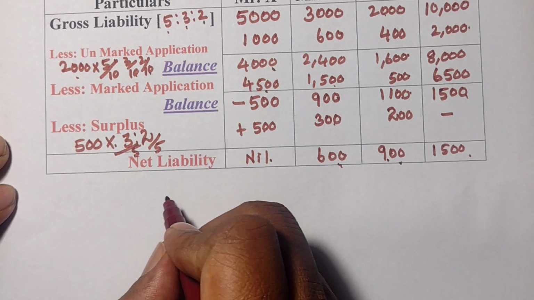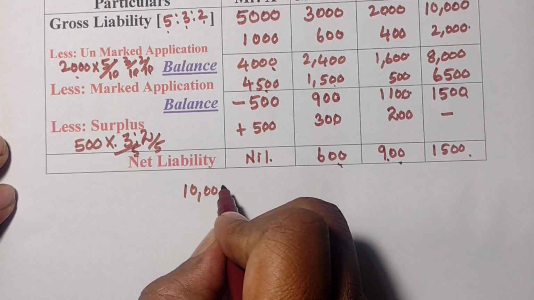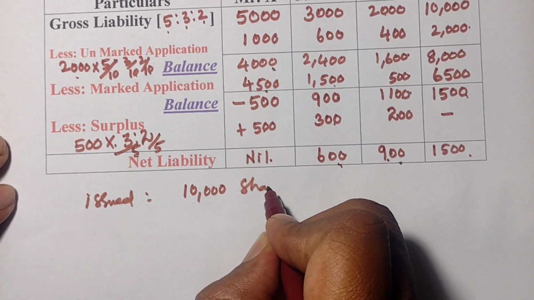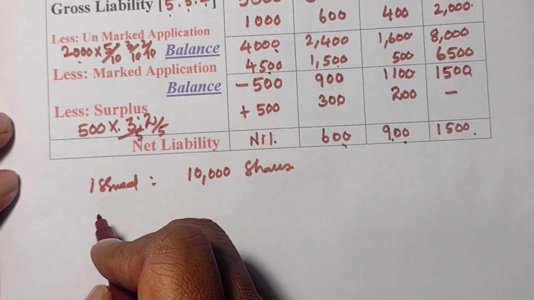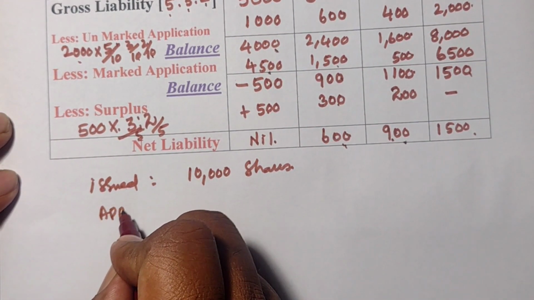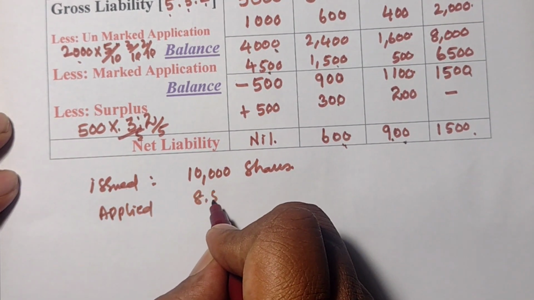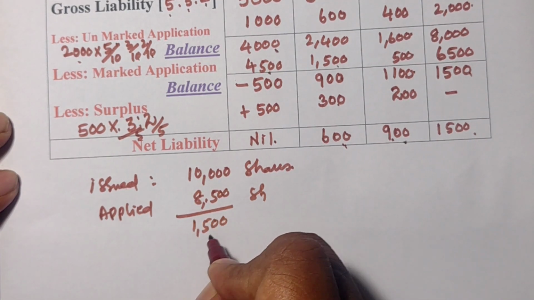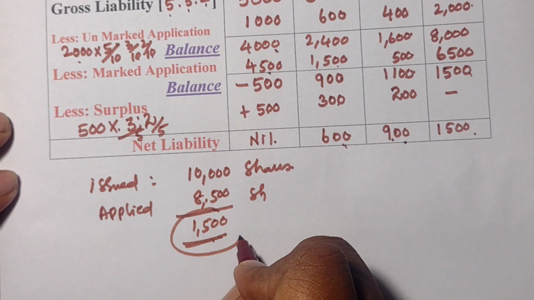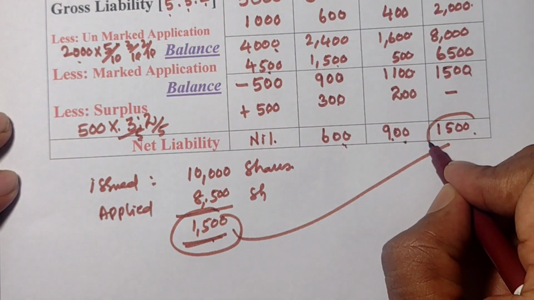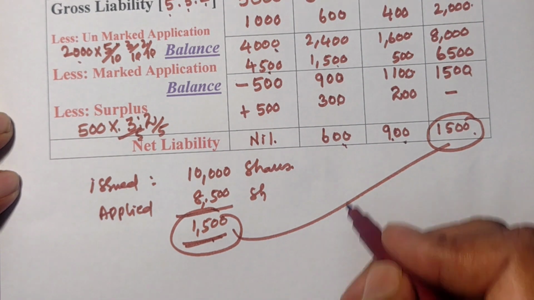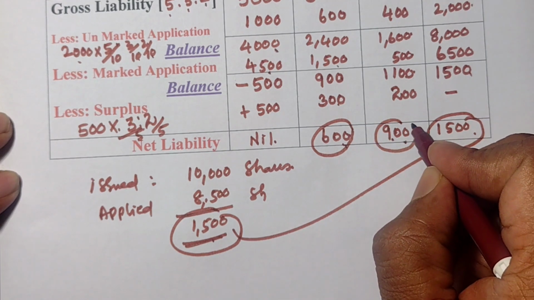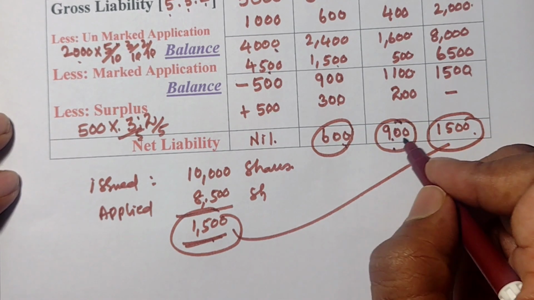One clarification: the company issued overall 10,000 shares, and the public applied for 8,500 shares. So the leftover is 1,500 shares, which is still not issued. Out of this 1,500, 600 shares from Y and 900 shares from Z are pending to be sold.